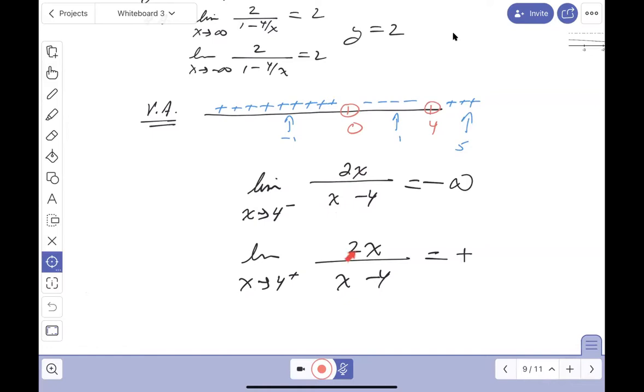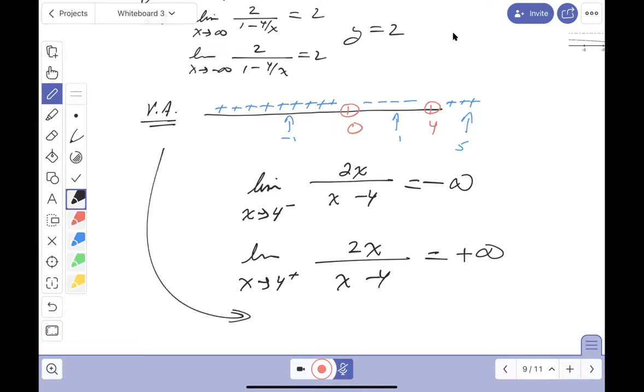Same thing over here. The top number will be finite. Any number after 4 is going to be a finite number. But here's the deal. You're plugging in something really close to 4 to get close to 0, and we know it's going to blow up. What does this tell me? I have a vertical asymptote, and that vertical asymptote is going to be x equals 4.